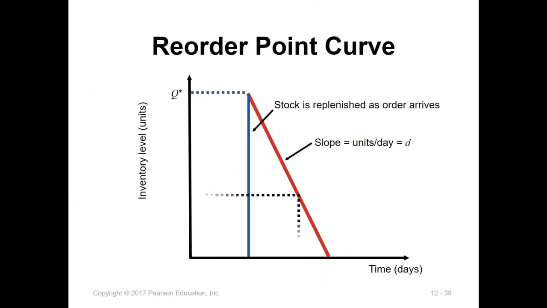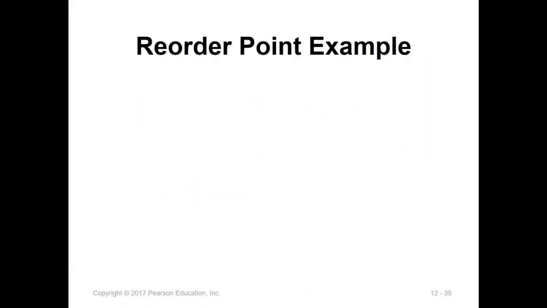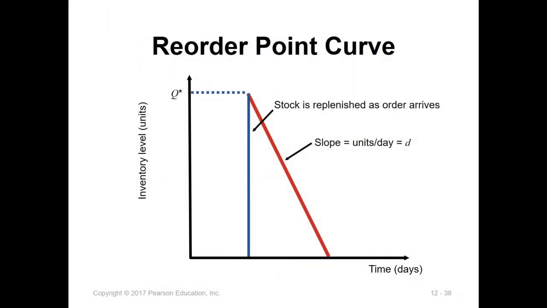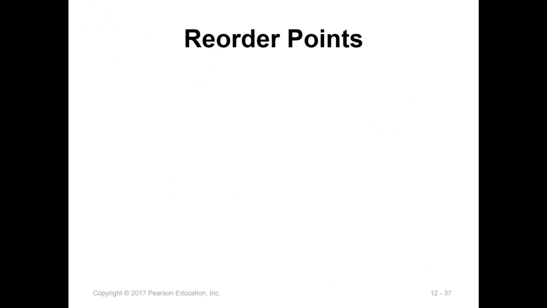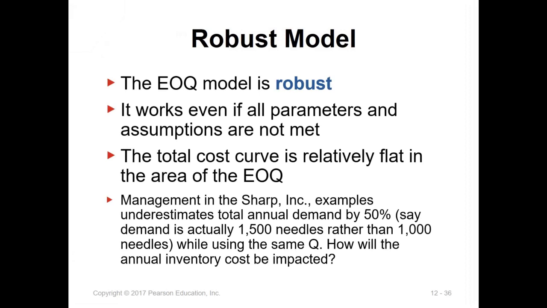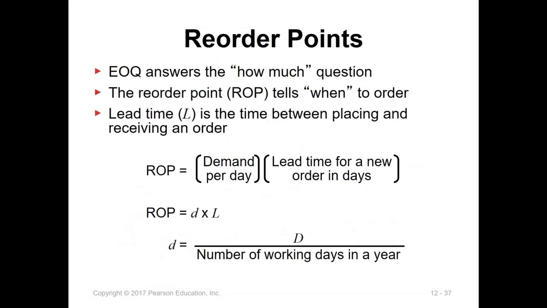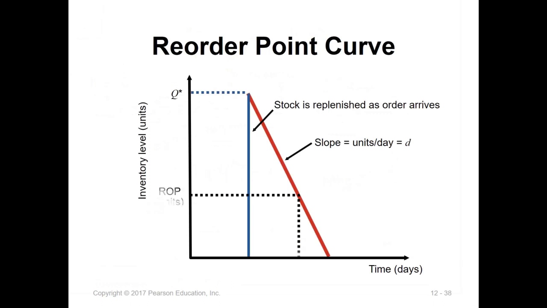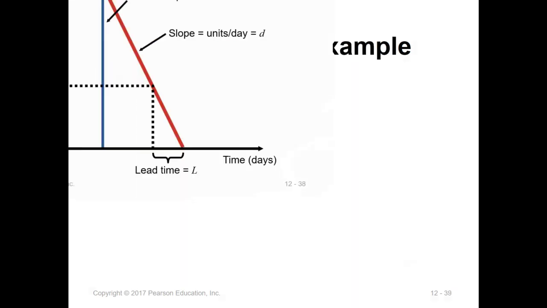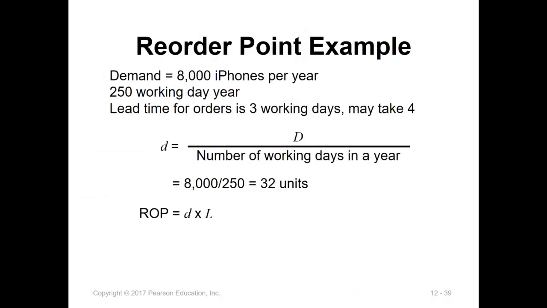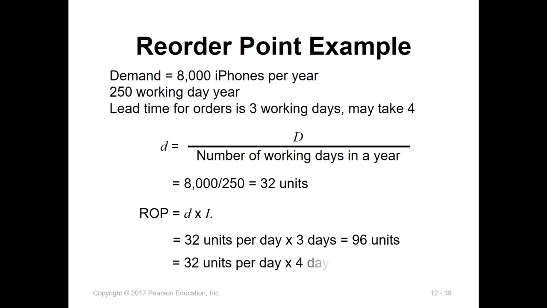So you need to place the order early, before you run out of stock. Here is the lead time, L, and the slope is how you use the inventory, in units per day. The reorder point lets you place the order earlier, so that before you run out of stock, you can receive the order.